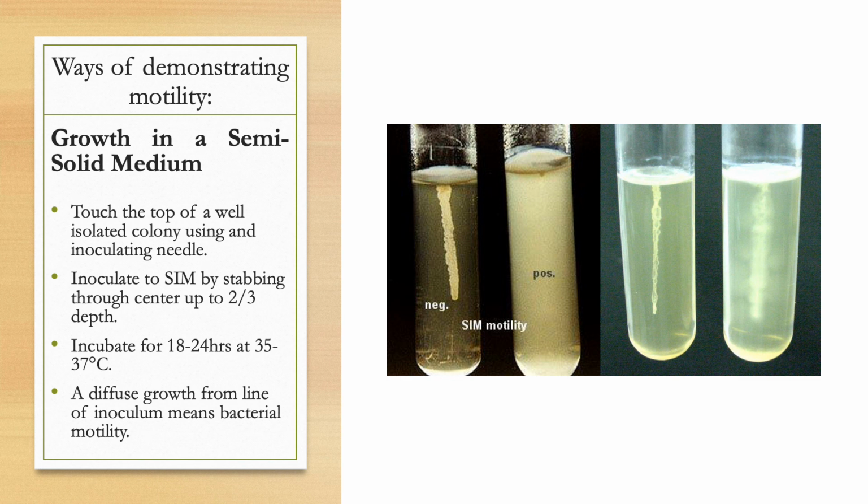Then we have another method which we discussed in a previous video. So you can demonstrate motility by using growth in a semi-solid medium. All right. All you need to do is touch the top of a well-isolated colony using an inoculating needle and inoculate it to an SIM medium or a SIM indole motility medium by stabbing through the center at around 2/3 of the tube's depth. Then you incubate your SIM medium for 18 to 24 hours at 35 to 37 degrees Celsius.